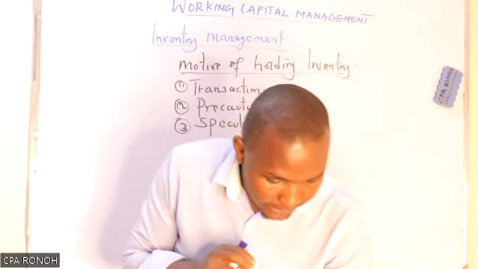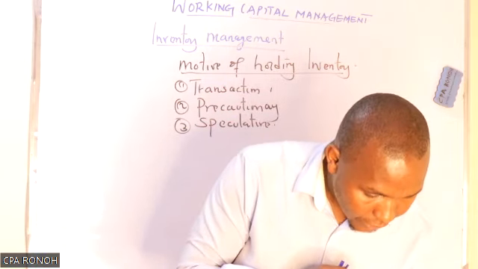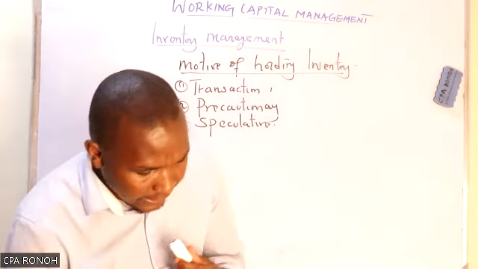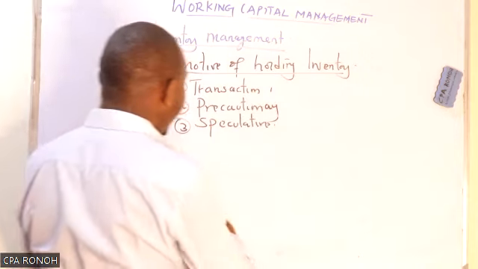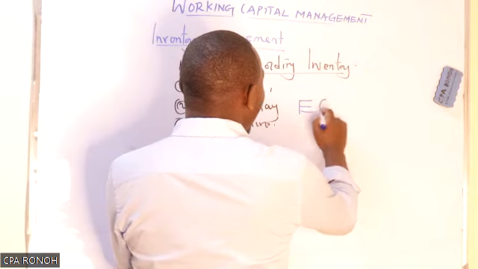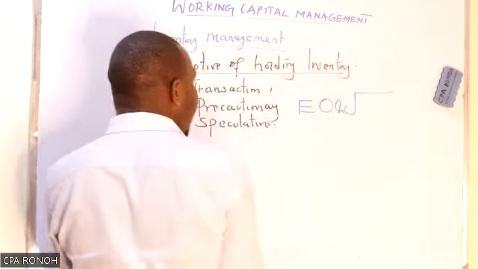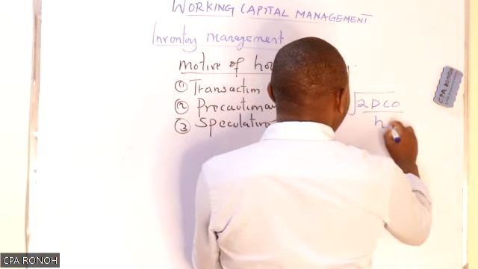That's what is meant by speculative inventory. So we can have the EOQ. Remember, you have done the EOQ under management accounting. And we say, how do we get the EOQ? You take 2DCO, you divide by HC.